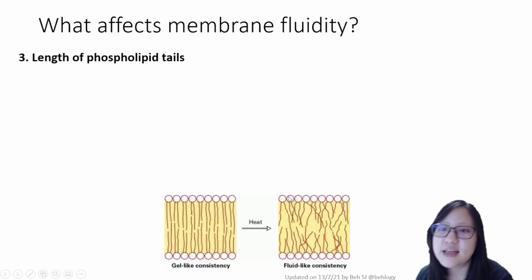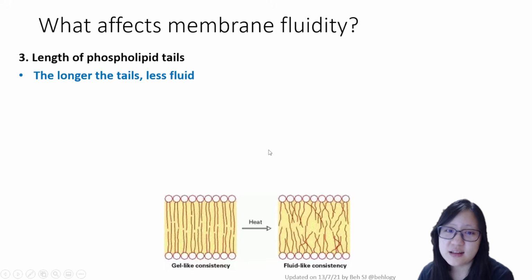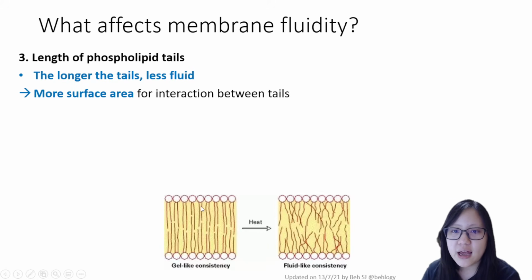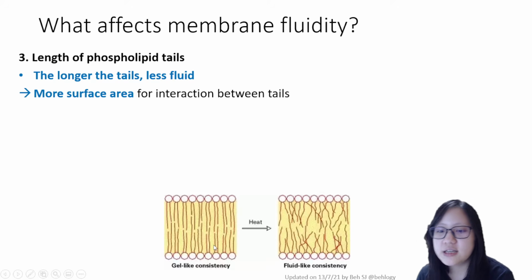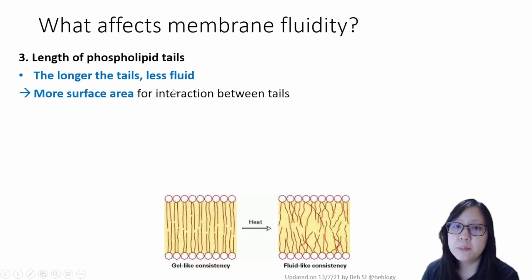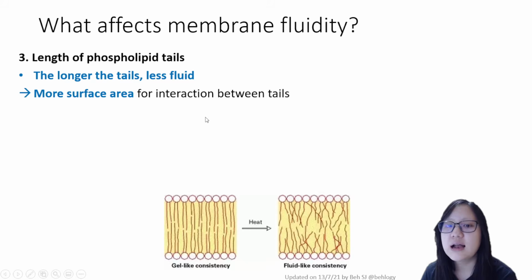Now there's one more thing that can affect membrane fluidity. Phospholipid tail length. The longer the tails, the less fluid it is. Why? Because it's all about surface area. The more surface area, the more interaction these tails would have with each other, and this makes it less fluid. Longer tails, less fluid.